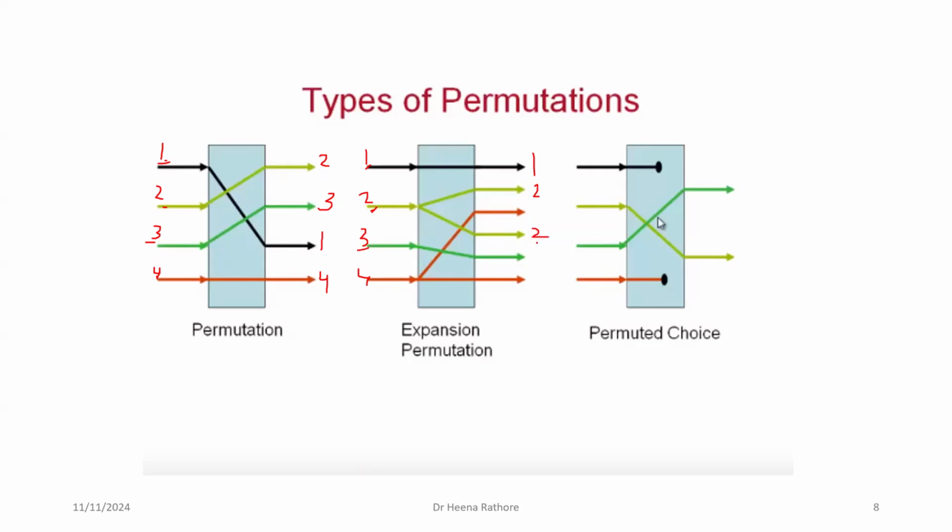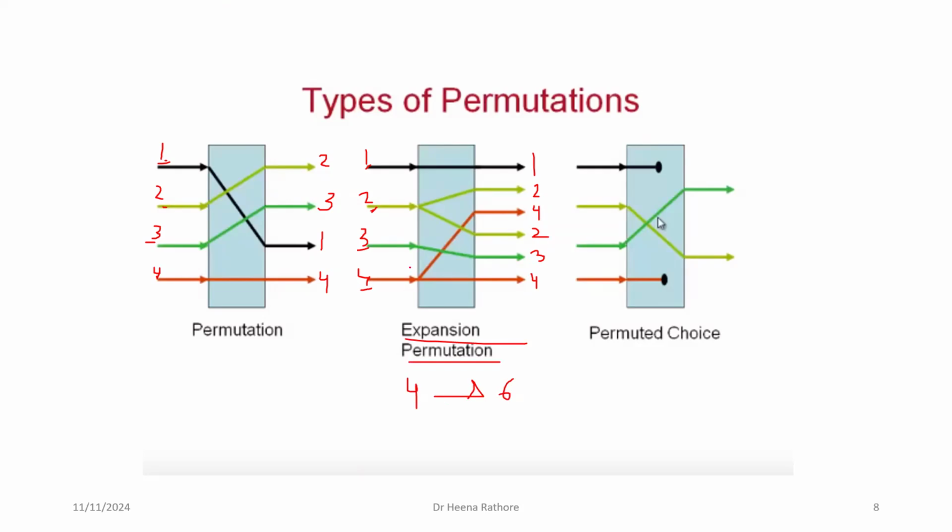You take the third bit and you put this in the fifth position. You take your fourth bit and you put this at the third position and your last position. So in the end, you are expanding from a 4-bit value to a 6-bit value. That is expansion permutation, expanding the number of characters.